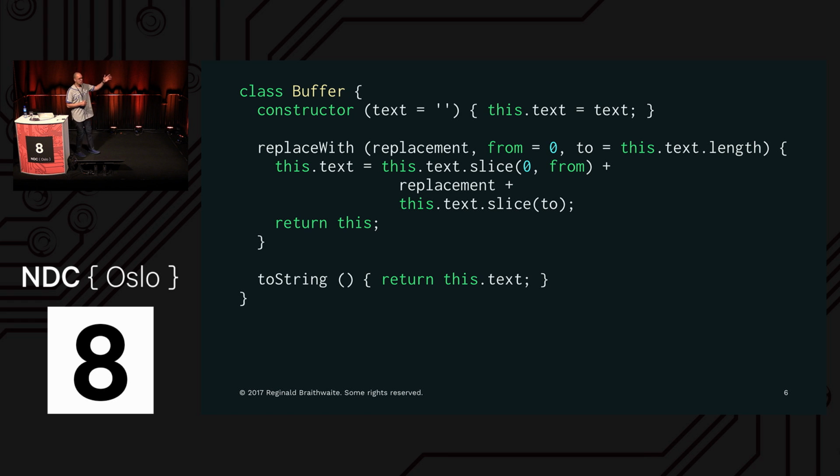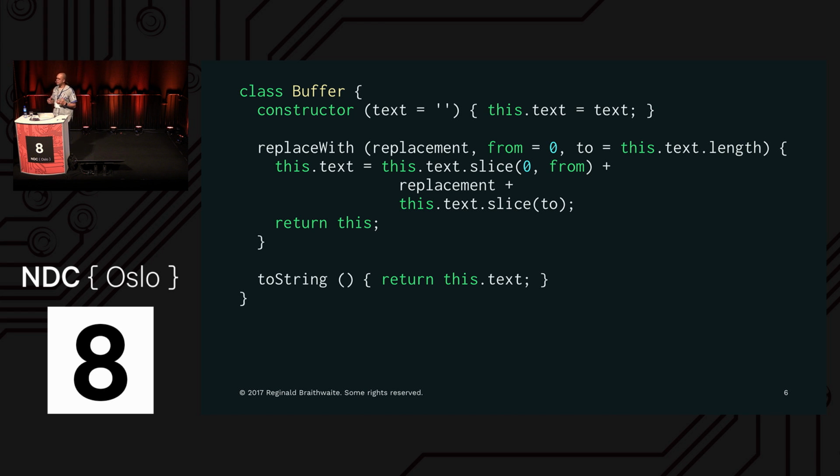We have some way of constructing this data structure. I happen to be using JavaScript for the examples, but this pattern goes back to Smalltalk, C++. I originally learned it with something called Object Pascal, and those of you who are getting a little Grecian gray in your hair and beards will remember that from way back in the early Macintosh programming days. We have a replace with method, and we have some sort of way of turning it into a string.